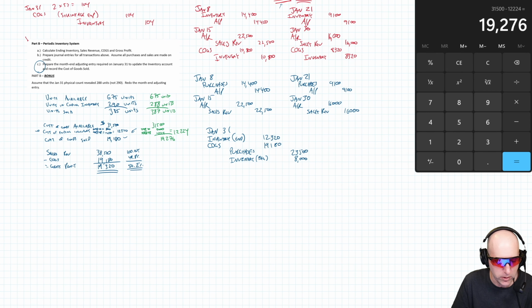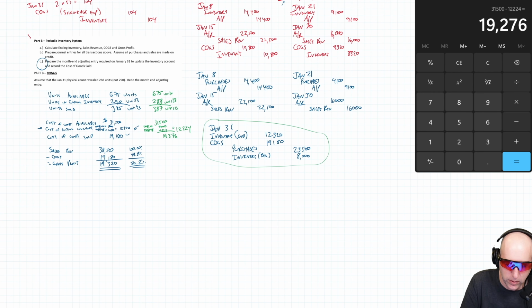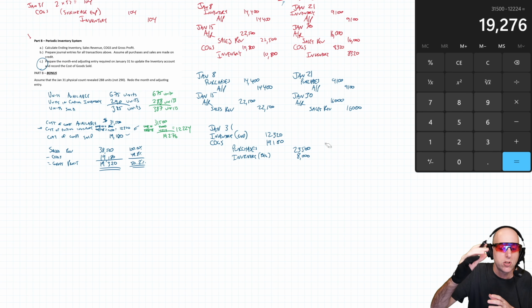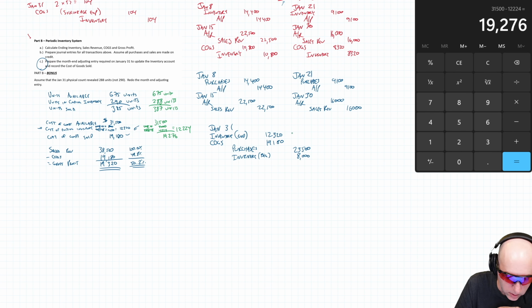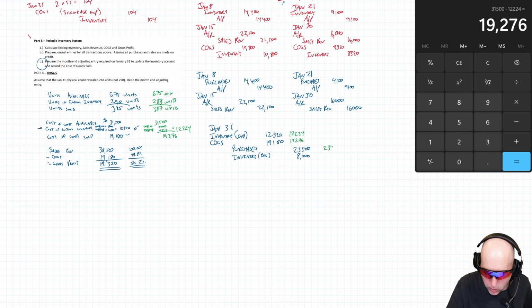So in terms of the journal entry, we wouldn't have done the earlier journal entry at all. That journal entry wouldn't have appeared because at no point did we think we had 288 units. We thought we had 290 units, and therefore our inventory will get adjusted a little lower, our COGS a little higher. Let's do it. So our inventory debit is to cost of ending inventory, 12,224. Debit cost of goods sold for 19,276. I'm going to clean that up. It's just a little messy. And then the credits are the same.